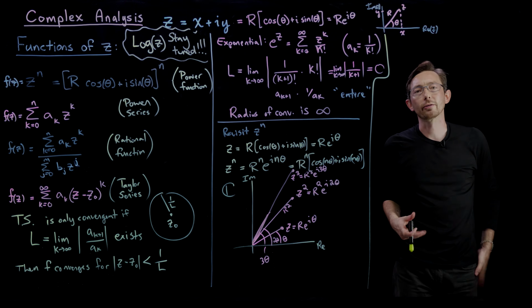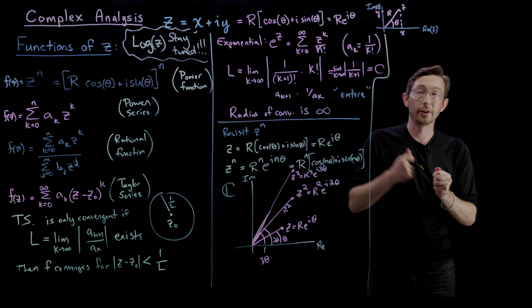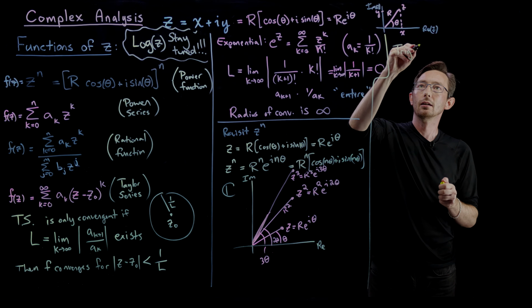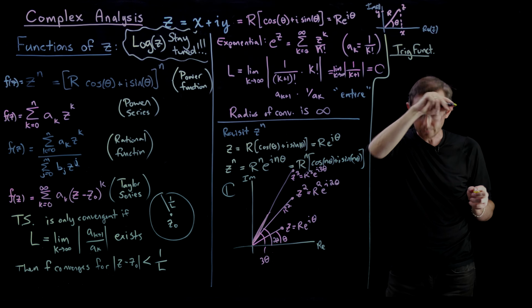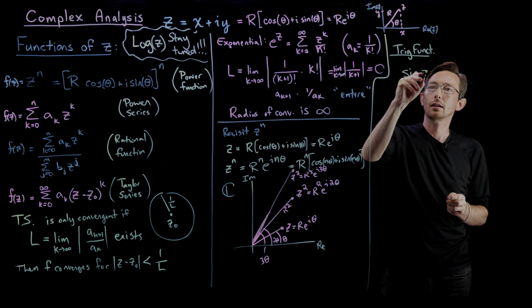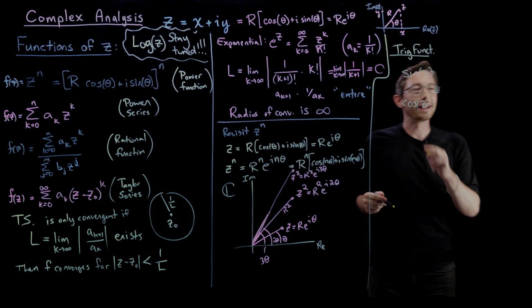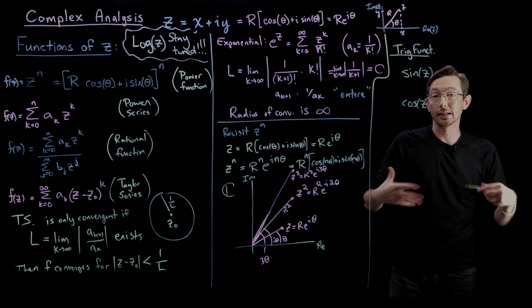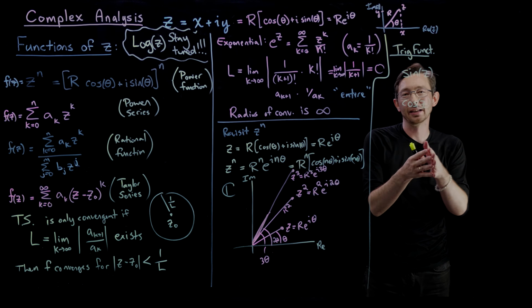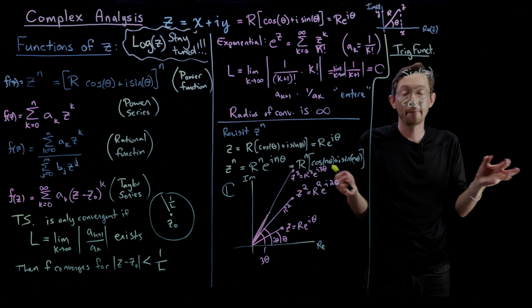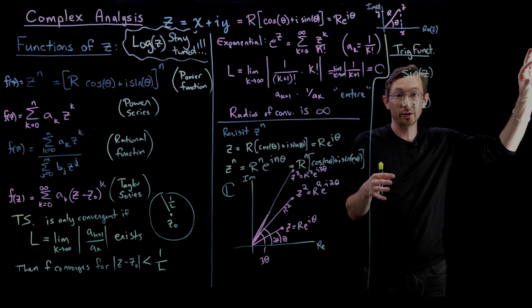But I'll tell you about a couple more fun functions that I think about a lot. One would be the trigonometric functions, sine of z and cosine of z. There's lots and lots of ways of defining them. I could define them using the Taylor series: take the real valued Taylor series of sine of x and replace x with the complex variable z, and that would be one fine definition of sine.